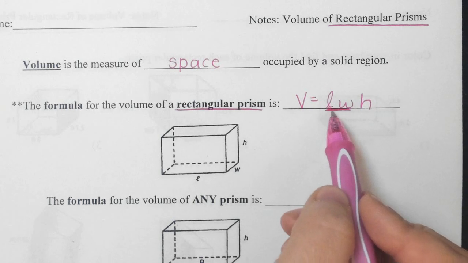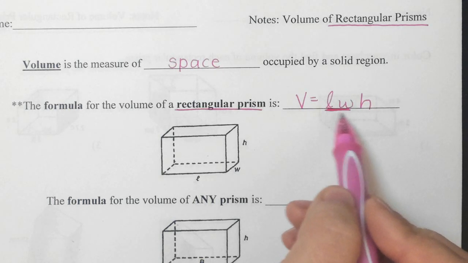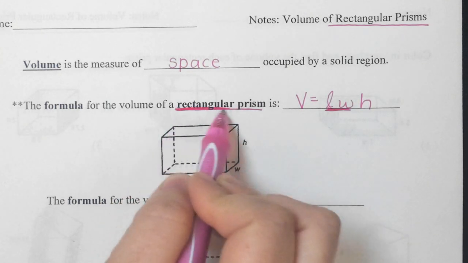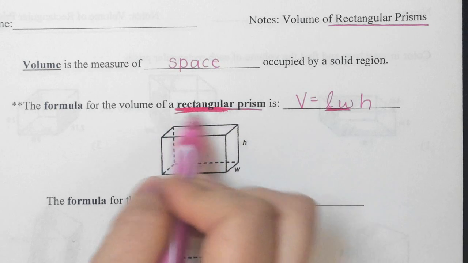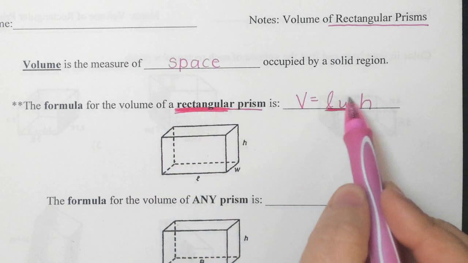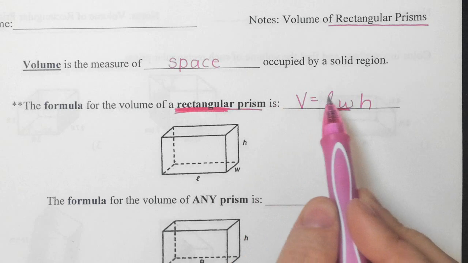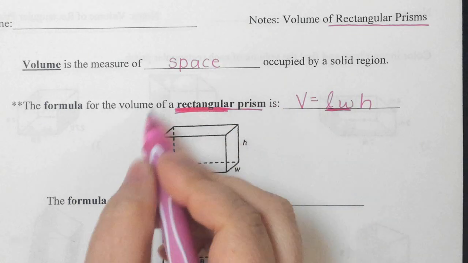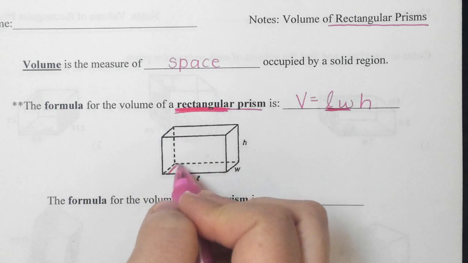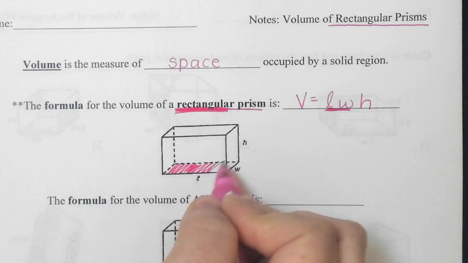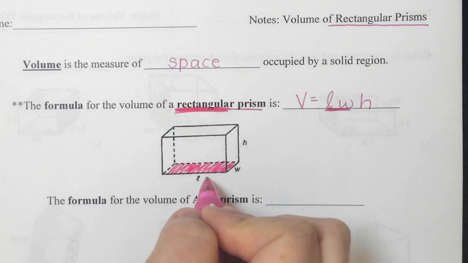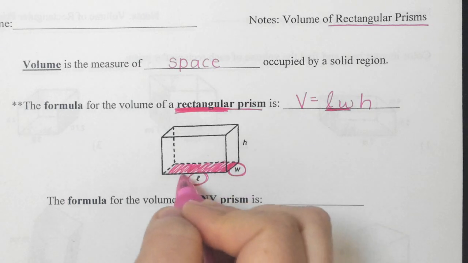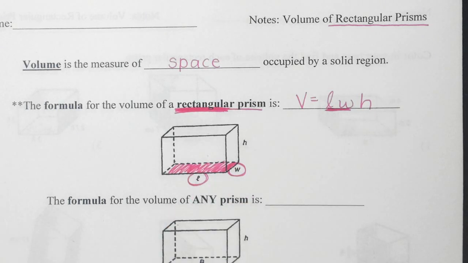So I want us to think about something. I know length times width is the area of a rectangle, and we're talking about a rectangular prism. Do you think that's a coincidence? No. If length times width goes with a rectangle and we're talking about a rectangular prism, that's happening for a reason. In fact, here's a rectangular prism. If I look at the rectangle on the bottom right now, what sides did they give me to go with that? L and W, because L and W make my rectangle. Are y'all okay with that?